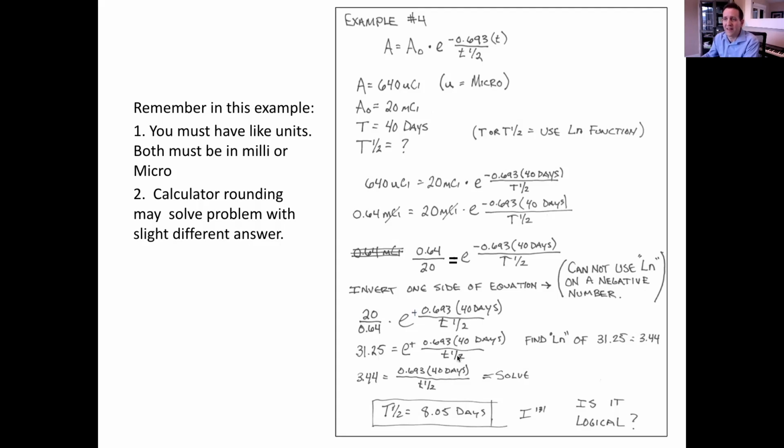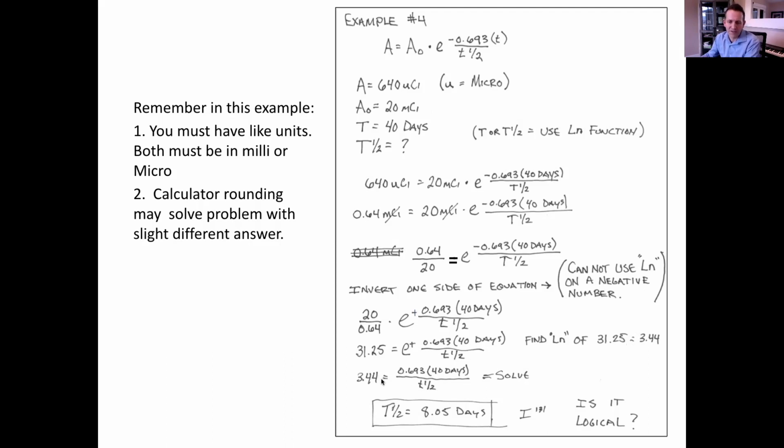Now we're going to use our ln function on the calculator. So we're going to find the ln of 31.25, and that equals 3.44. So now over here, we have an equation that's a normal algebraic equation. That's a simple one that you're used to seeing, which is 3.44 is equal to 0.693 times 40 days over half-life. And so now from this point, you're going to solve for half-life. Again, I didn't do it here because we ran out of space, but this should be a normal equation that you can solve from algebra, right?